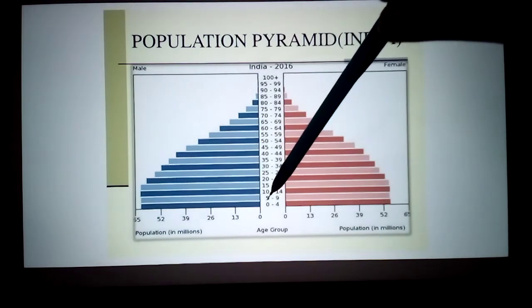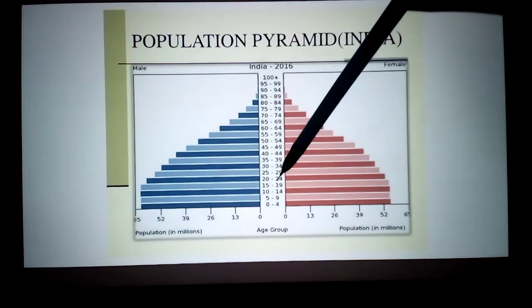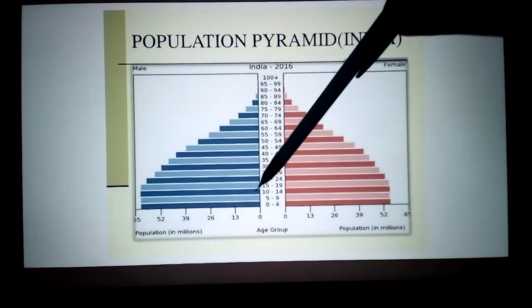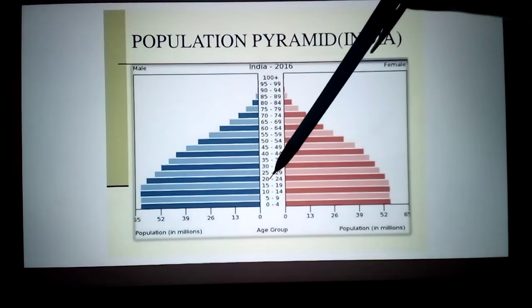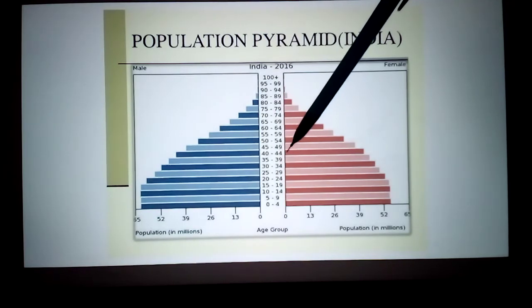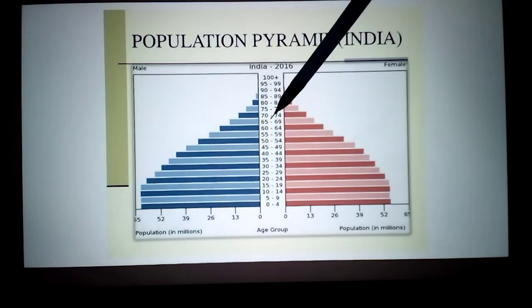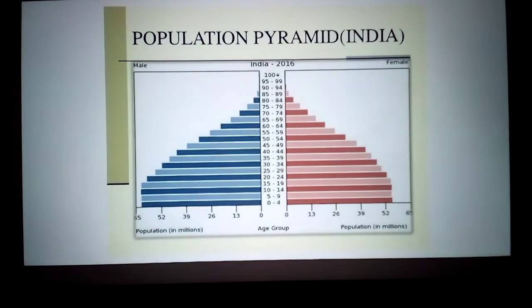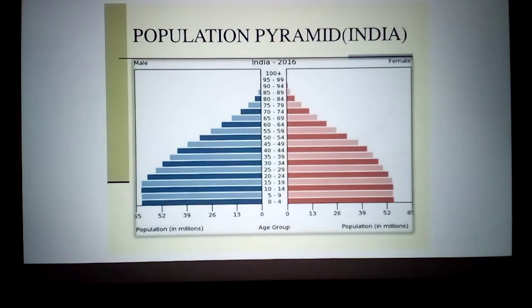0 to 5 years, 5 to 9, like this till here. Till here they are called the children below 17. Next, 18 and above are adults. 18 to 65 years is the earning group, called the adult. Next, above 65 they are called the senior citizens.